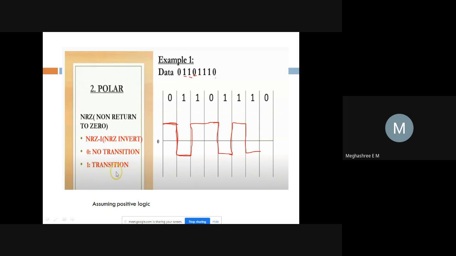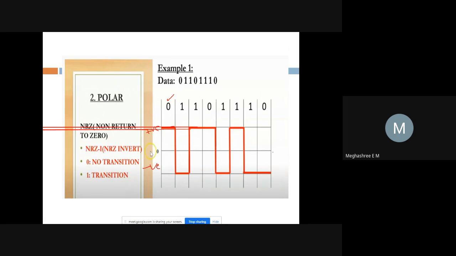The last bit is 0, no transition, so you stay on the negative side itself and draw the signal. This is the digital signal for the given input digital data. That is what I have drawn here. Is this clear to everyone? You understand this? Yes ma'am, understood.